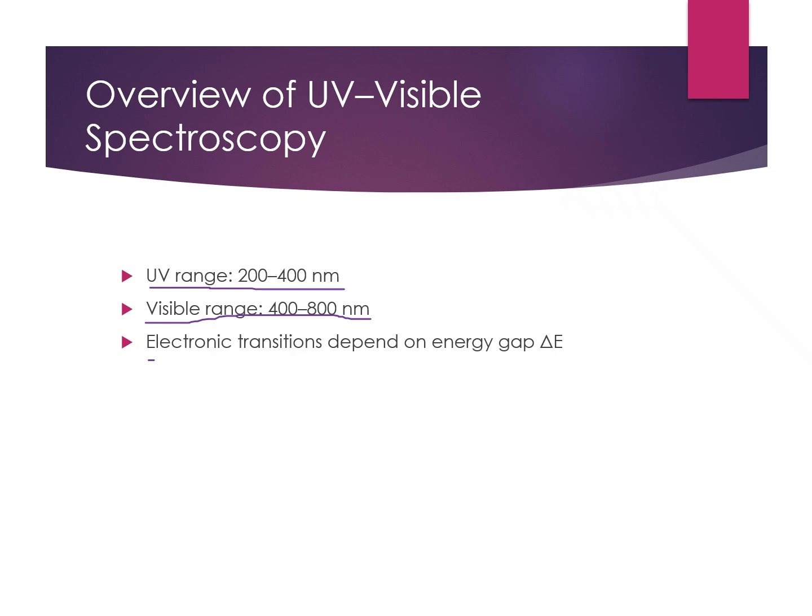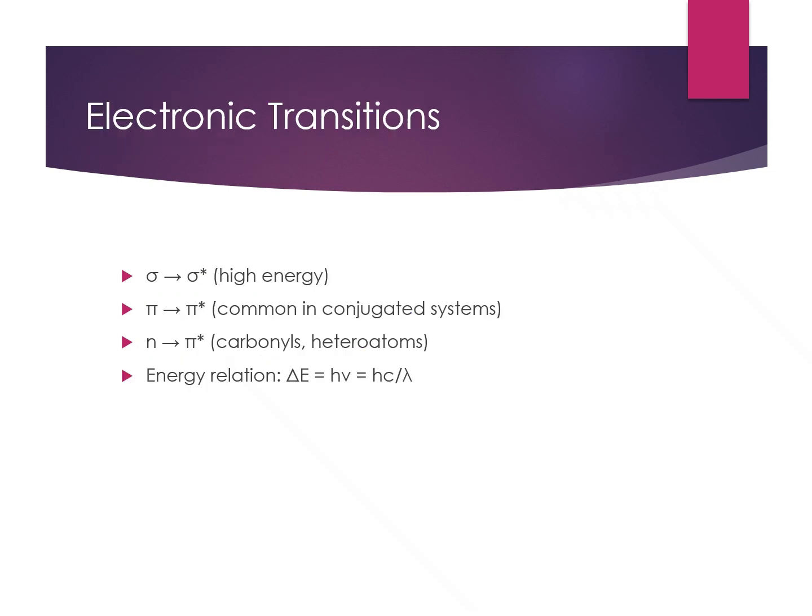Electronic transitions depend on the energy gap. The absorption wavelength depends on the energy gap delta E between molecular orbitals. This energy is related through the formula delta E equals h nu, which equals hc over lambda. So as delta E decreases, the wavelength increases. The UV spectrum reflects these transitions and provides structural information.